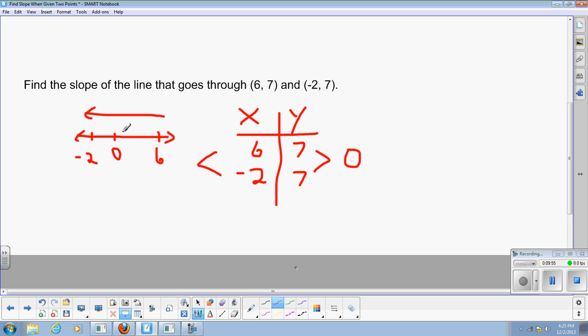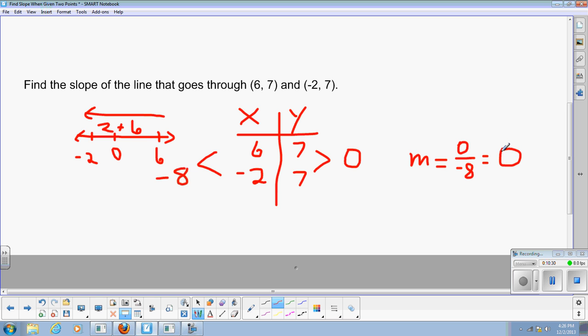How far is it from 6 to 0? It's 6. How far from 0 to -2? That's 2 spaces. So 6 plus 2, that gives me how much we changed: 8 spaces, and we went to the left on the number line. That means it's a -8. So our slope is the change in y, which goes on top: 0 over -8. Well, 0 divided by any number is 0.